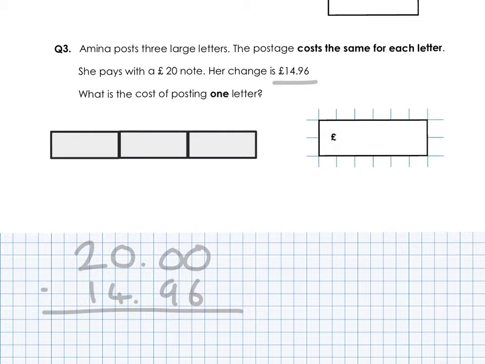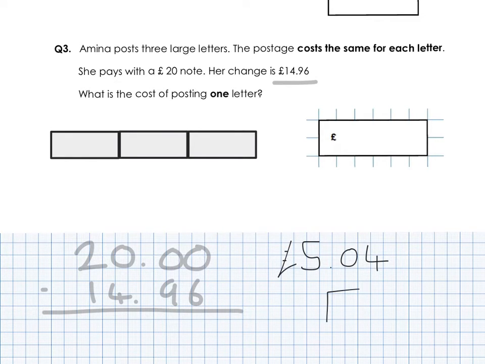Now we can use this column subtraction method that we've got on the side here, but sometimes that's a little bit complicated when it comes to numbers like 20 take away 14.96, because we've got lots and lots of borrowing to do. So the other way we might think of it is to think, well, if we had £14.96, we add on 4p would get us to £15, and from £15 to £20 is £5. So it's £5 and 4p. So it costs £5 and 4p to post 3 letters.